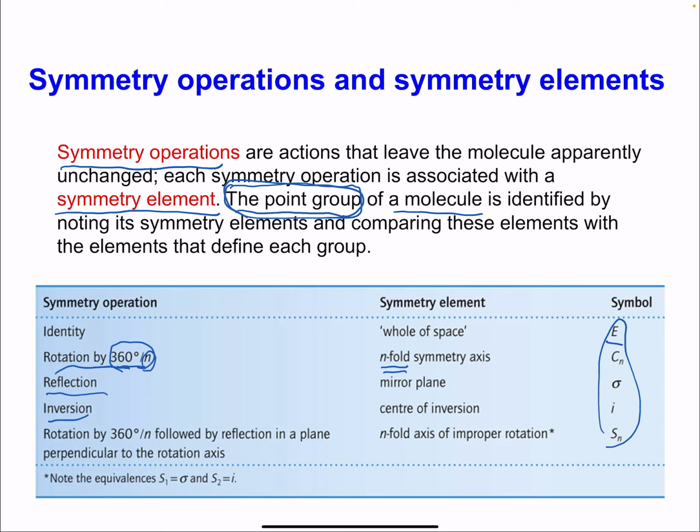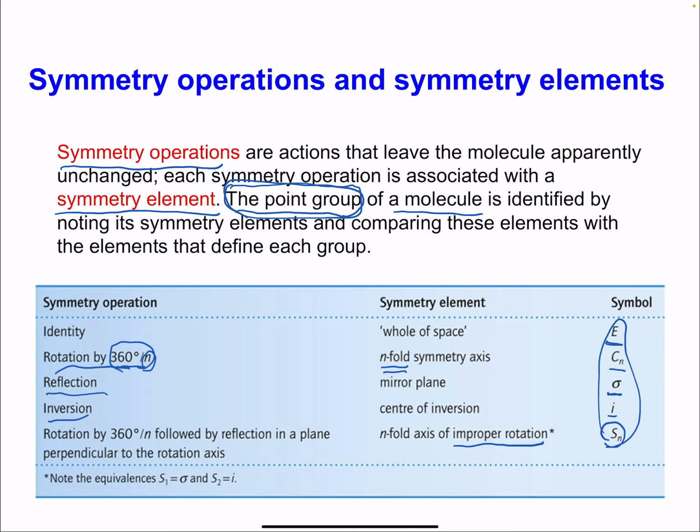Another one is reflection, like a mirror. If you do reflection for the molecule, no symmetry change. Or inversion, like we talk about the inversion center for sigma bond and pi bond. Remember, that's how we get the g and u sign for the sigma bonding based on s orbitals, and pi bonding based on p orbitals. And another one is called improper rotation. That's called Sn.